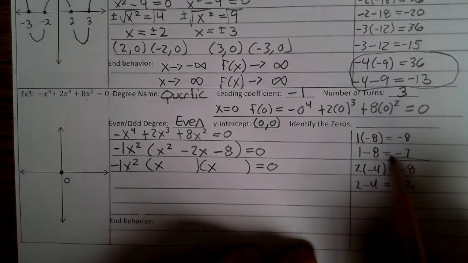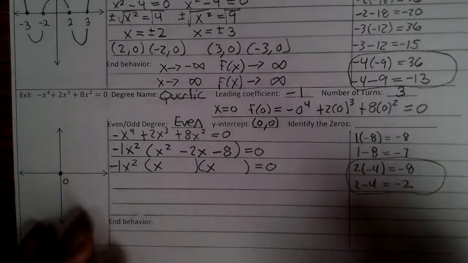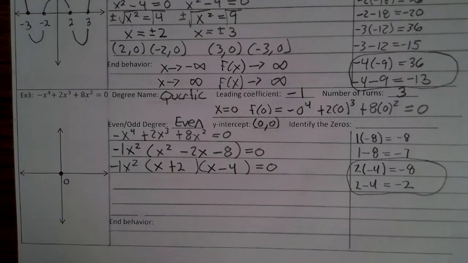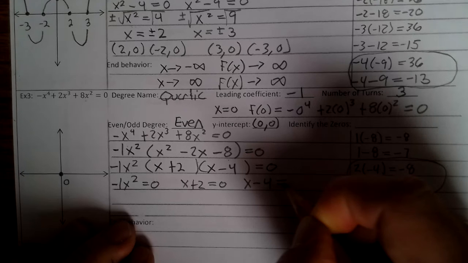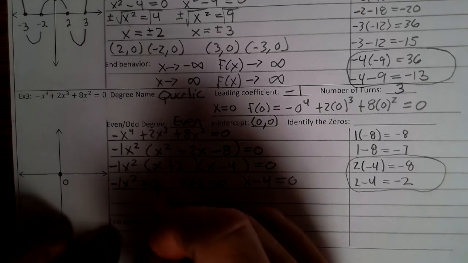So now we set these equal to 0. So negative 1x squared equal to 0, x plus 2 equal to 0, x minus 4 equal to 0. So we divide by negative 1, take the square root. Well, let's divide by negative 1. Yeah. So x equals 0. But there's 2 of them. So that's multiplicity of 2.